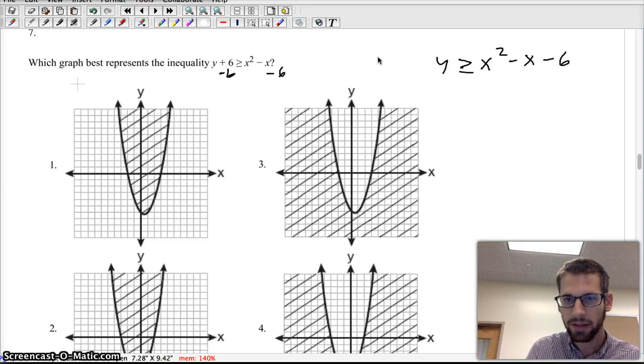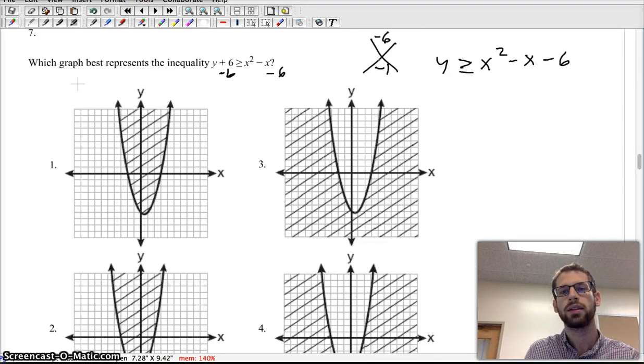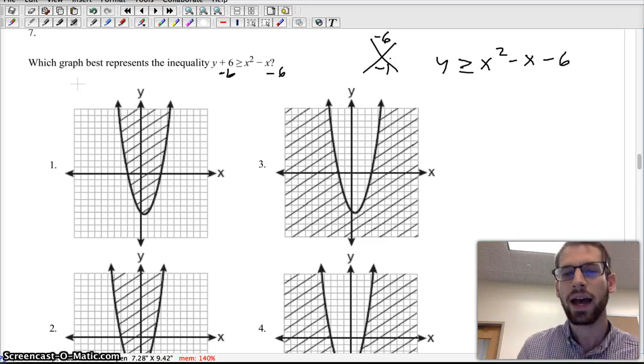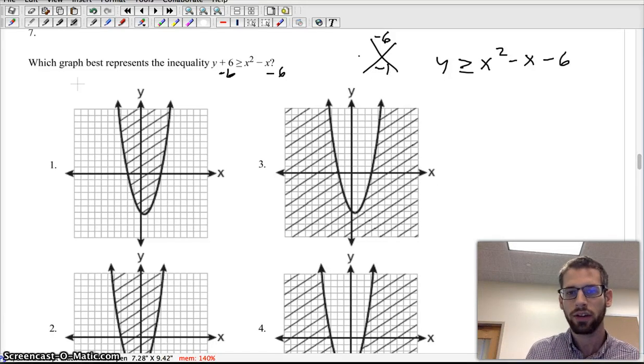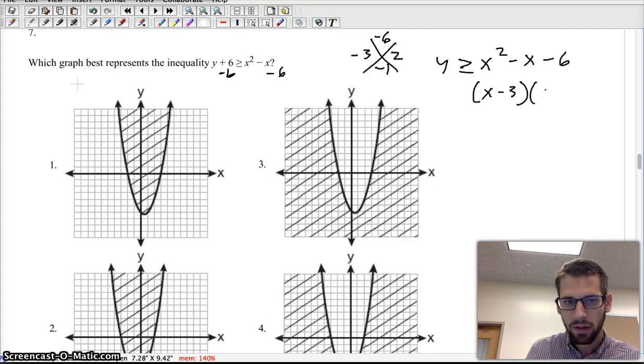Alright, so now let's go ahead and factor this. So my b goes on the bottom, -1. A times c is going to be -6. So I need to find two numbers that add up to -1 and multiply to -6. So I'm going to go with -3 and 2. So I'm going to have x minus 3, x plus 2.